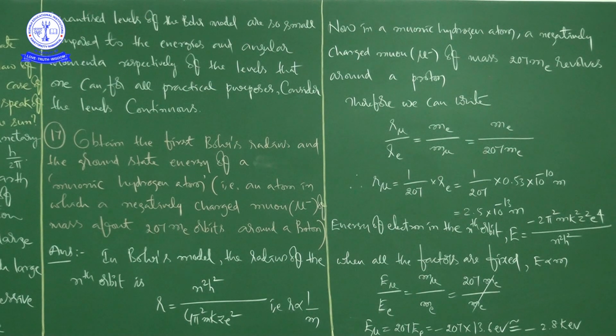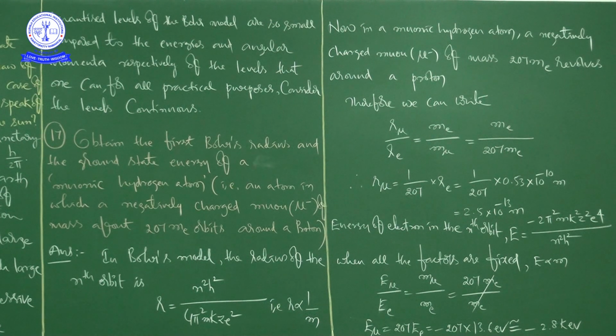So according to the question, we have to calculate Bohr's radius and the ground state energy. So two things we have to calculate: one is the radius, another one is the energy. And one of the new things here is the muonic hydrogen atom.